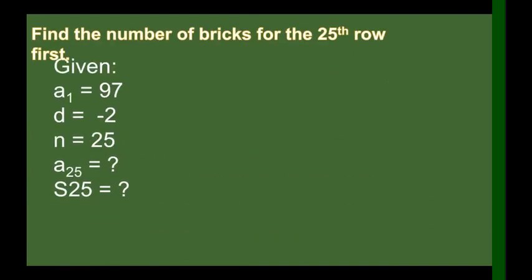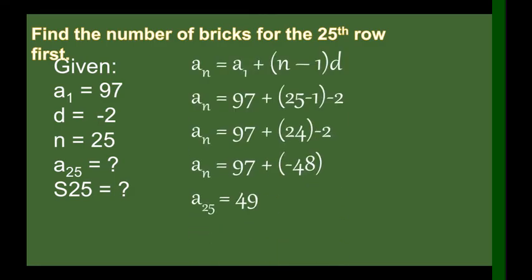Given this data, so the 25th row is 49. So, paano nakuha yung 49? So, we have a sub 1 plus n minus 1 times d. So, negative 2, 24 times negative 2 is negative 48 plus 97 is 49. So, sa pang 25th row, meron na lang siyang 49 bricks. Okay, so we're done with this first question.